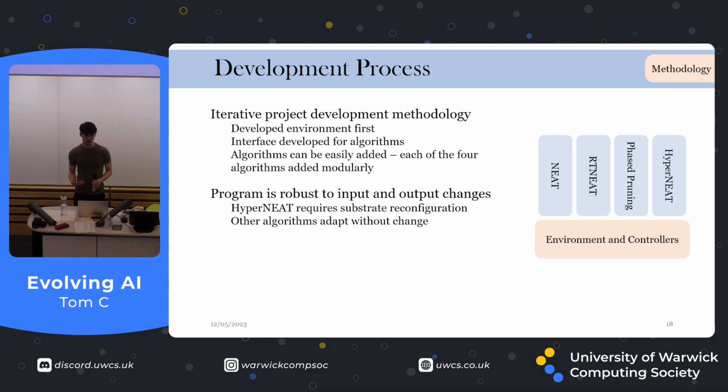Additionally, the program is robust to changes in requirements of the agents. If I decided to give my agents some more inputs or give them some more actions to perform, the neural networks that are being evolved can still be evolved using the same algorithms. There is no requirement that each network has a set number of inputs or outputs.